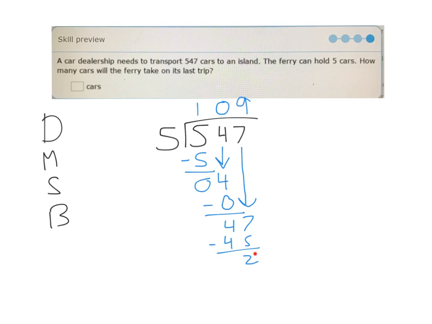Is our divisor bigger than our remainder? Yes, it is. So we are in the clear. Remainder 2. So as I suggested, our answer was 2 in the end, but let's talk about it. So out of the 547 cars, the ferry is able to transport them 5 at a time, and it takes 109 trips. But on the very last trip, there's only 2 cars on the ferry, there's 2 left over, and that's what it's asking us. So 2 cars on the last trip. That's it for this section. Good luck.